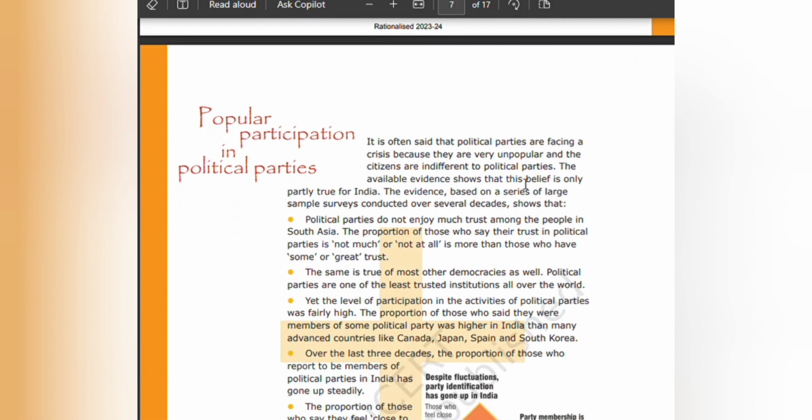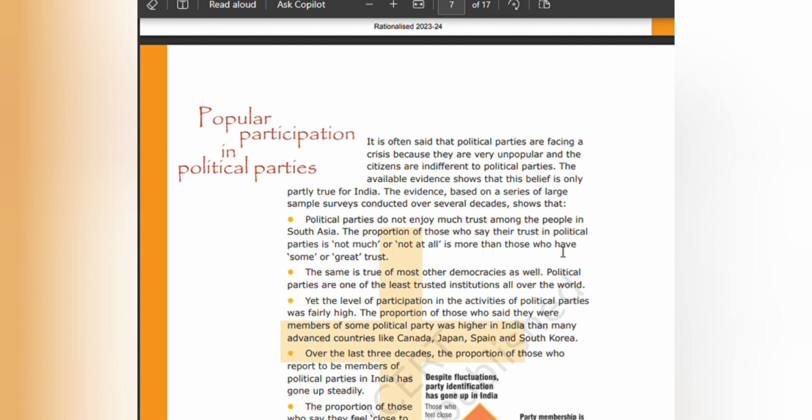Popular participation in political parties. It is often said that political parties are facing a crisis because they are very unpopular, and the citizens are indifferent to political parties. Available evidence shows that the belief is only partially true for India. Evidence based on a series of large sample surveys conducted over several decades shows that political parties do not enjoy much trust among the people in South Asia.